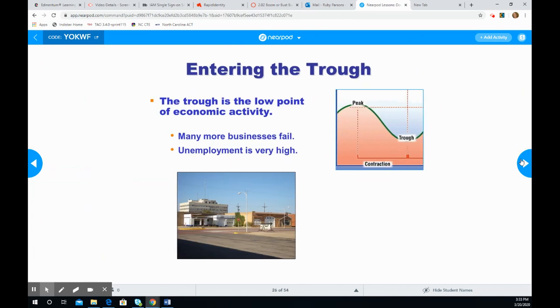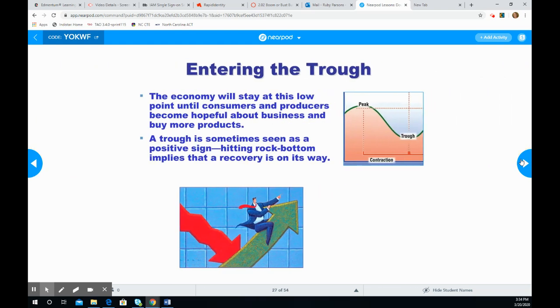So now let's think about this. As we enter the bottom, and we're at the bottom here of this coaster, most people like to call it rock bottom. So more businesses are going to fail. Unemployment is probably above 25%, and then the economy will stay at this low until consumers and producers become hopeful, because you've got to be hopeful about business and buying more products. And then sometimes it could be a positive sign of hitting that rock bottom, because it implies that a recovery is on the way.